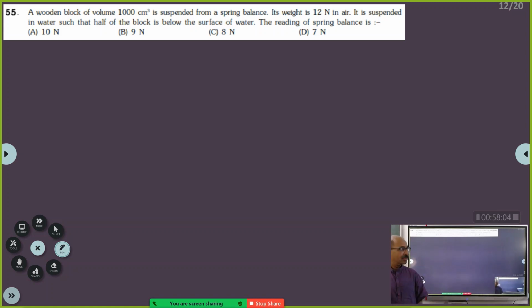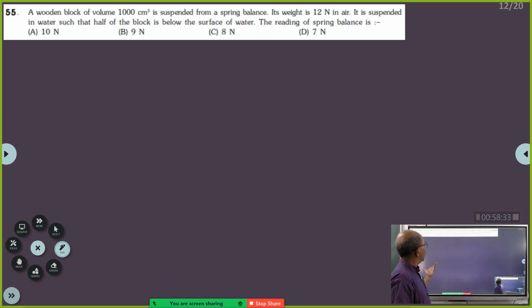So once it is suspended in water, sir, buoyant force will be acting on it, sir. That buoyant force, how much it is acting, we can find out by how much water it has displaced. How much is the volume submerged? They told it is suspended such that half the block is below the surface. Yes, sir. So half the block means how much will be the volume? Half the block means half the volume. That is 500 cc. Yes, sir.